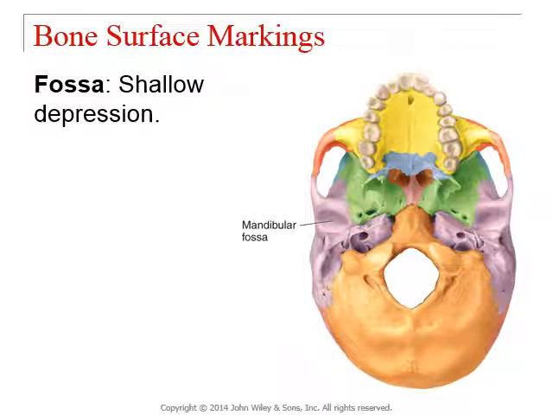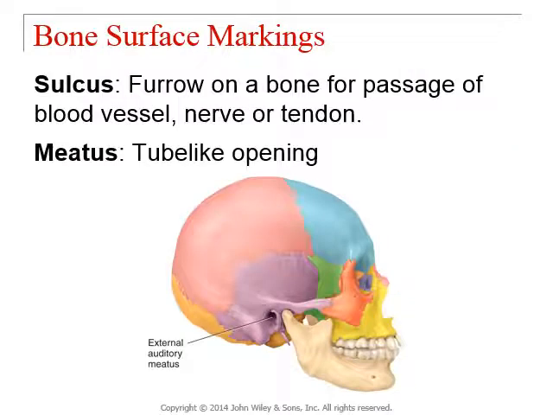A fossa is known as a shallow depression. Here we see the mandibular fossa, where the mandible will intersect and form a joint to form the temporomandibular joint, otherwise known as the jaw. Here we have an example of both a depression and an opening on a bone.